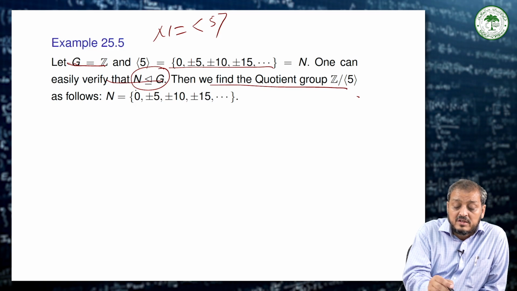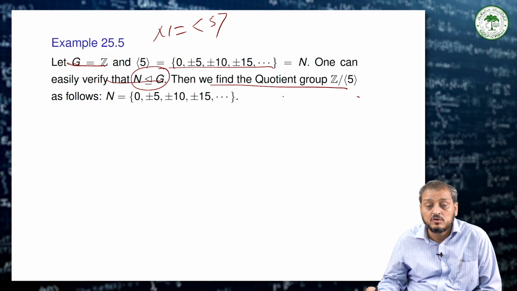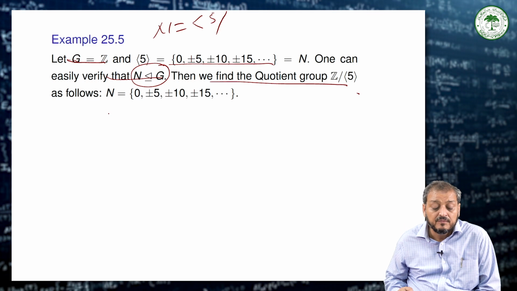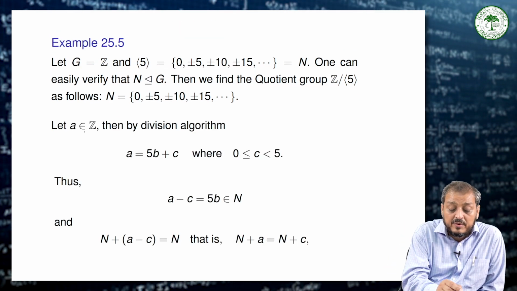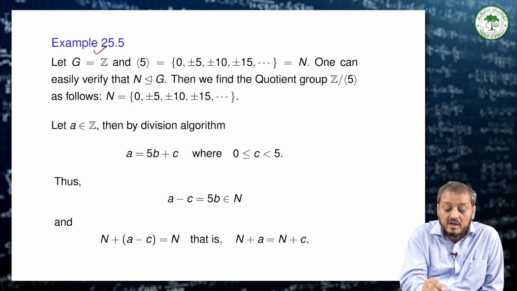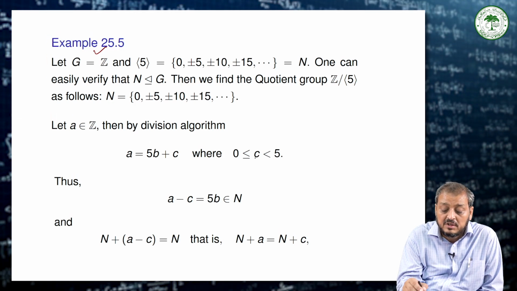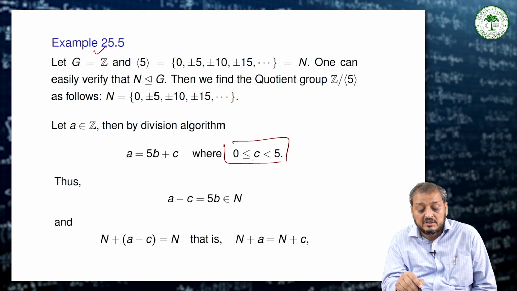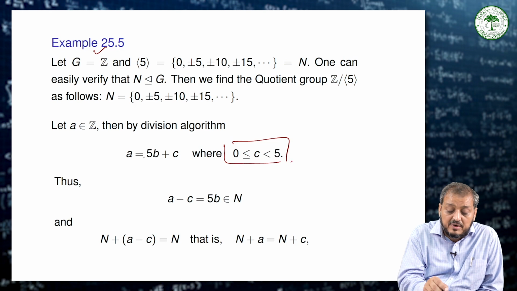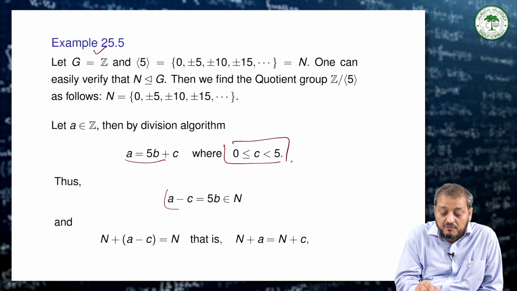Now N is equal to 0, plus or minus 5, plus or minus 10, plus or minus 15, and so on. We have to find what types of elements this quotient has. Let a be any element of Z. By the division algorithm, we can write a as 5b plus c, where c lies between 0 and 5, since N is generated by 5. So a minus c is equal to 5b.